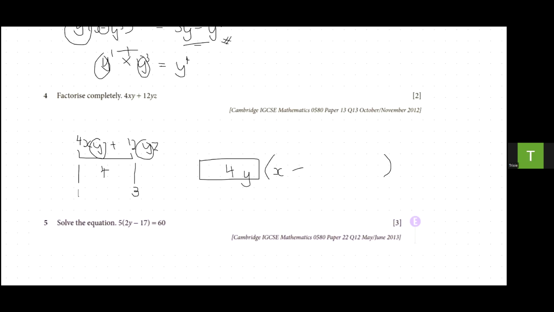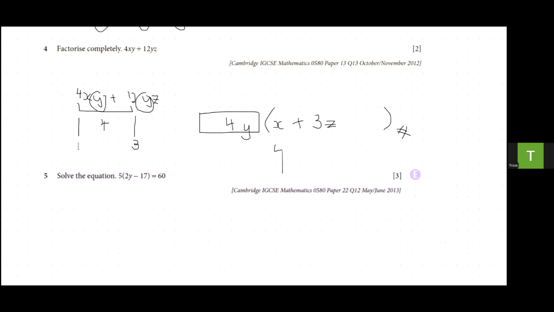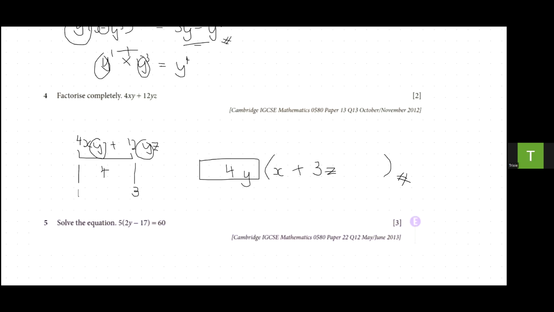Next, 12yz divided by 4y. 12 divided by 4, you will get 3, so we write down 3. y divided by y is 1, so we don't need to write it. And then z could not be divided by either 4 or y, so we just put it inside of the bracket and it remains. And so this is the answer: 4y in brackets x plus 3z.